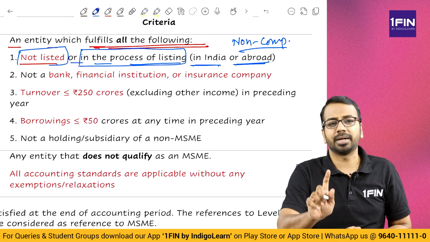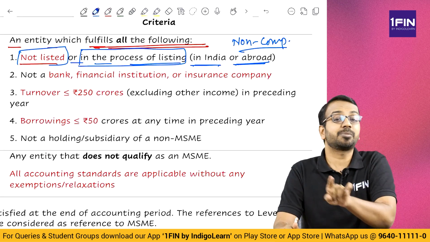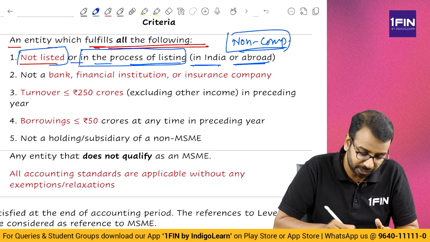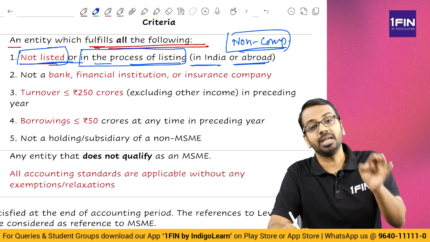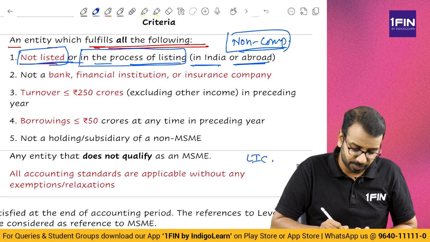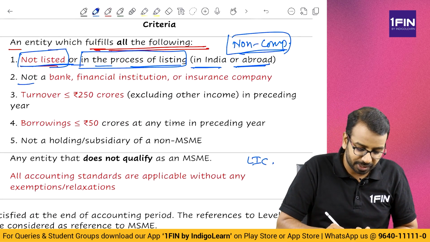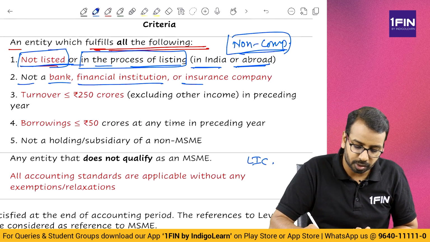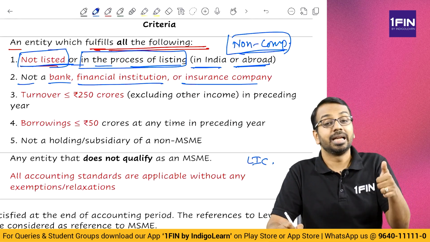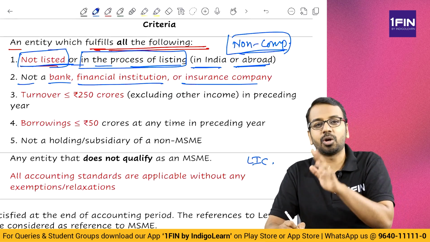Now, one thing you have to keep in mind here is, if it is a company form of organization and if it is listed, Ind AS becomes applicable. That is for your information. So, we are talking about non-company not listed. Sir, what if it is a non-company but listed? For example, LIC. Then it becomes a large entity. Okay. Then, it should not be a bank, financial institution or insurance company. If it is a bank, then it becomes a non-MSME. If it is an insurance company, non-MSME. If it is a financial institution, non-MSME.